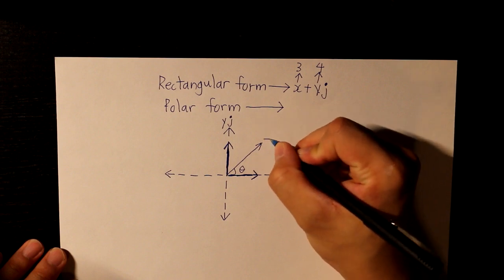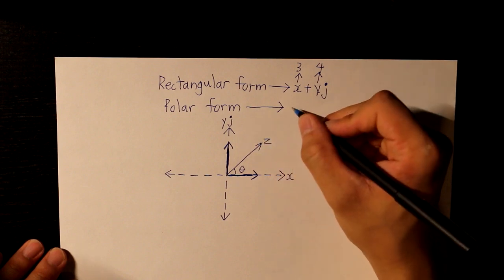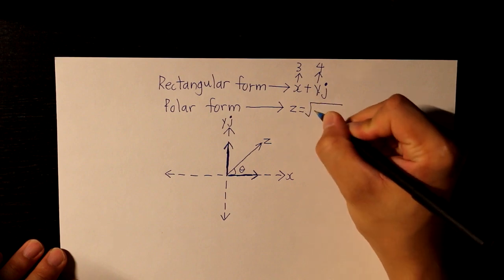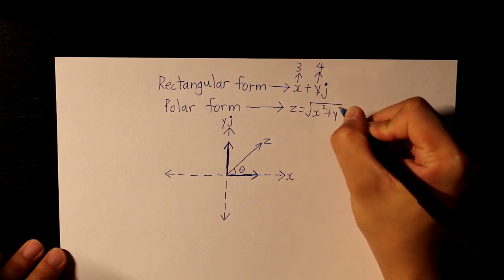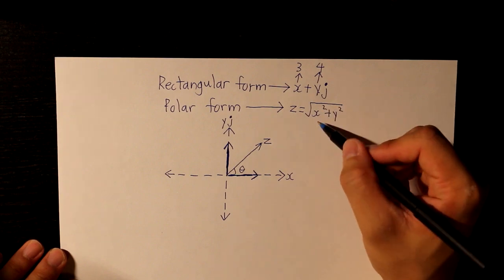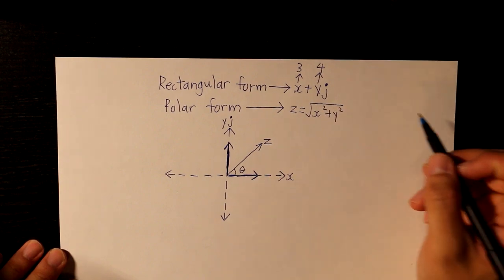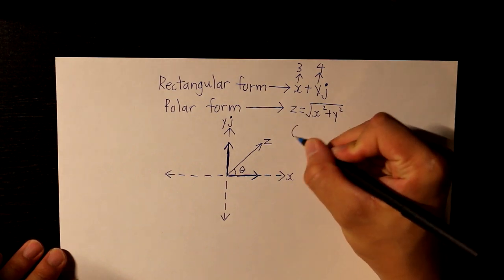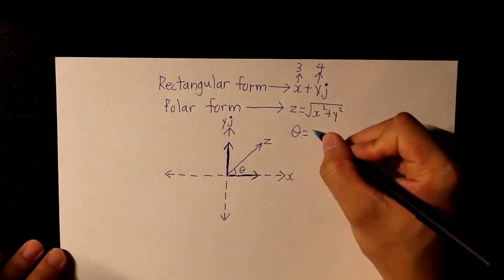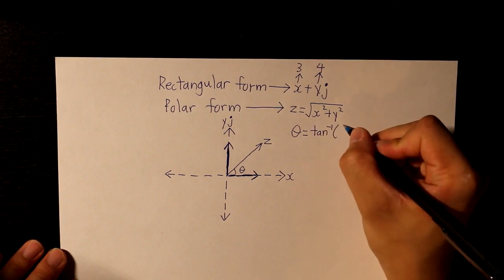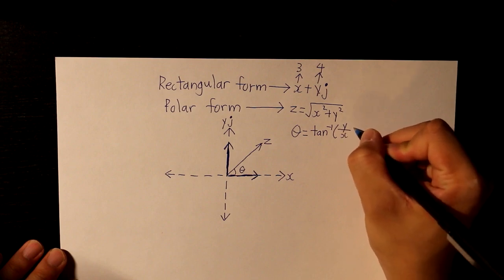So this magnitude, we can call it z. Z is simply equal to the square root of x squared plus y squared. This is the Pythagorean theorem. And the angle, using trigonometric knowledge, this angle is equal to the inverse tangent of y over x.